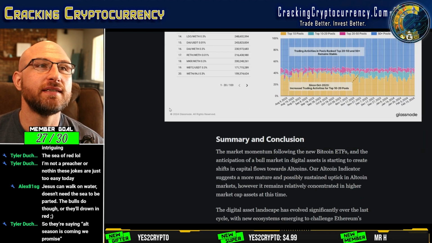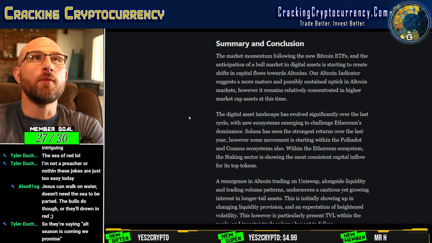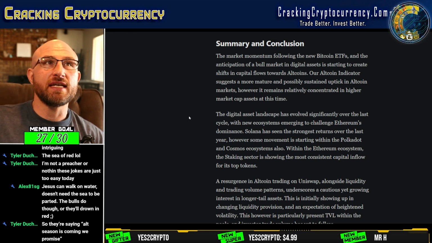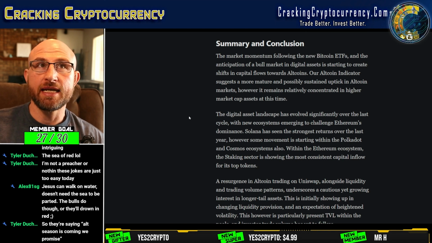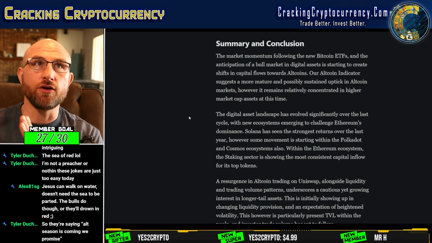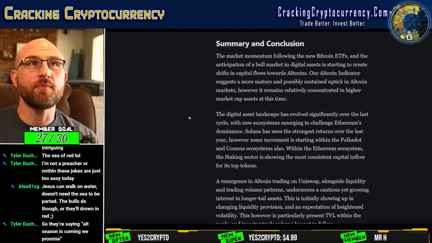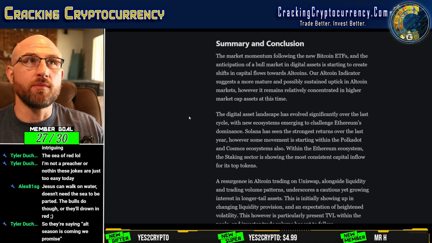All right. So summary and conclusion from Glassnode here. The market momentum following the new Bitcoin ETFs and the anticipation of a bull market in digital assets is starting to create shifts in capital flows to all altcoins, right? Capital flows into Bitcoin, then Ethereum, and then it flows into altcoins. This is the flywheel. We see it over and over again. Glassnode's altcoin indicator suggests a more mature and possibly sustained uptick in altcoin markets.